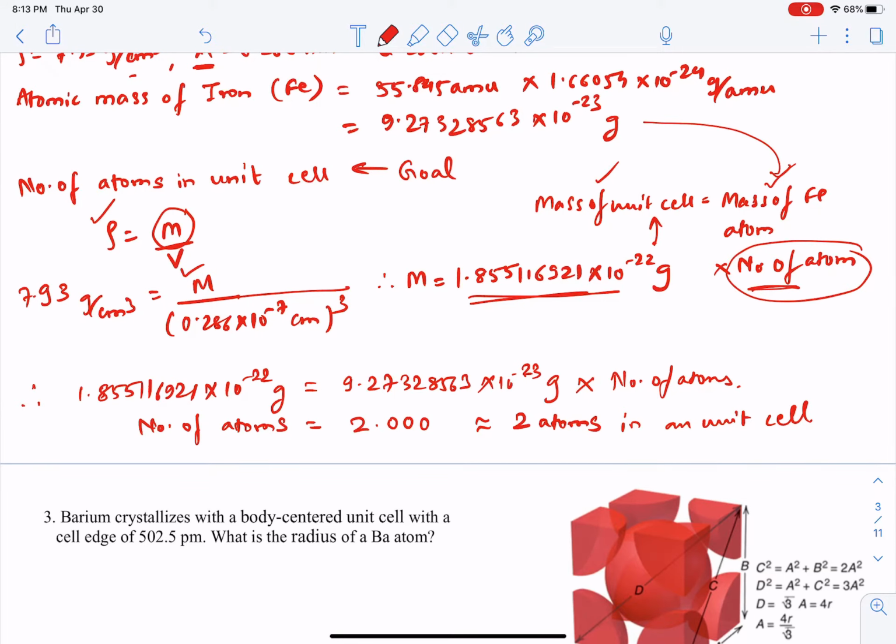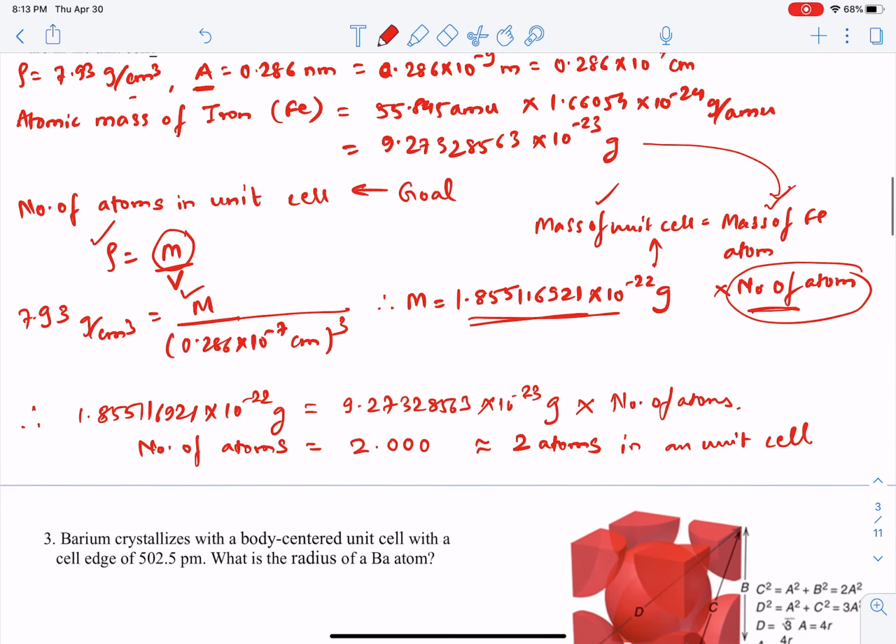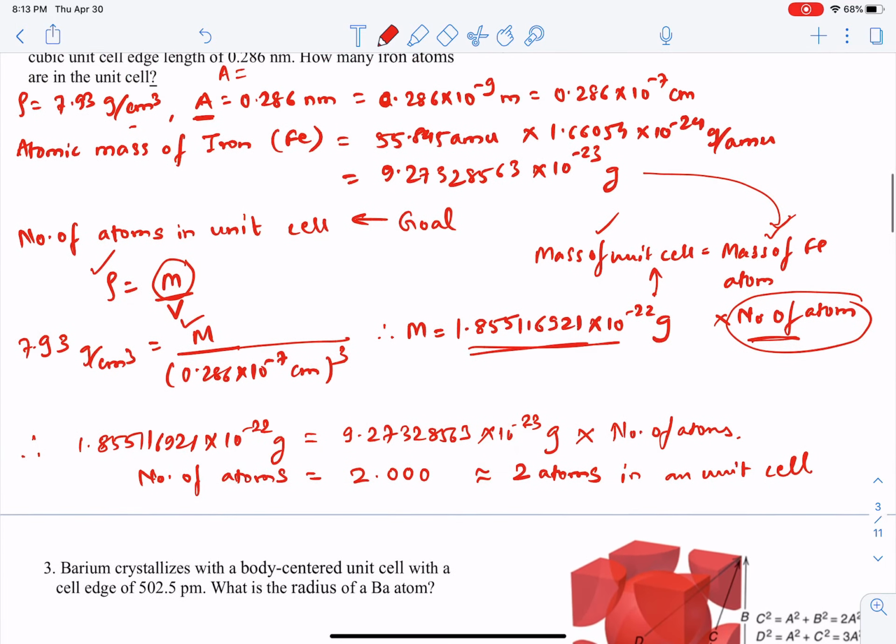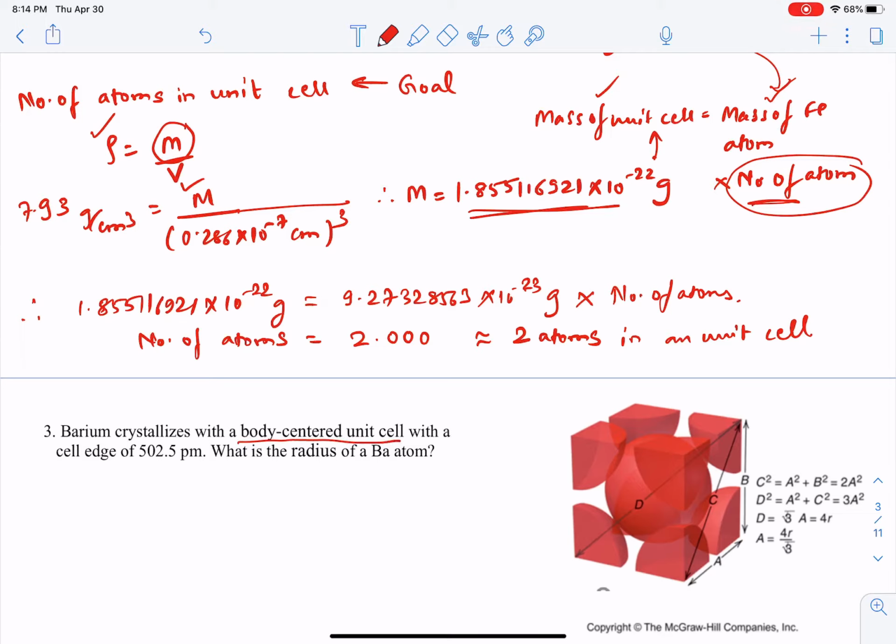So the next question itself will give you an idea what this unit cell would look like. The body center cubic lattice, that is the body center unit cell, has total 2 atoms overall. So let's change the color. Here you can see it's 1/8 on each side.